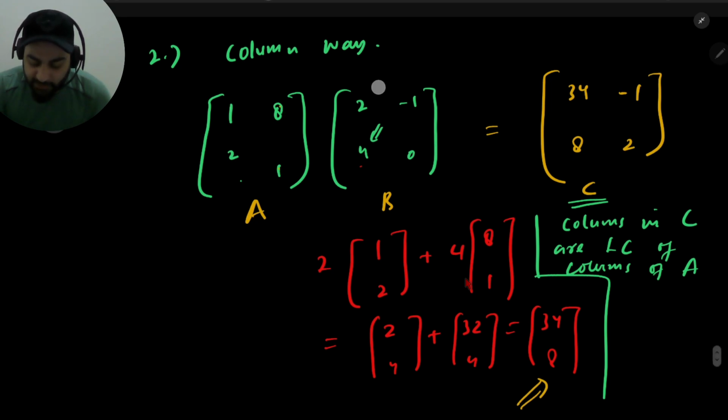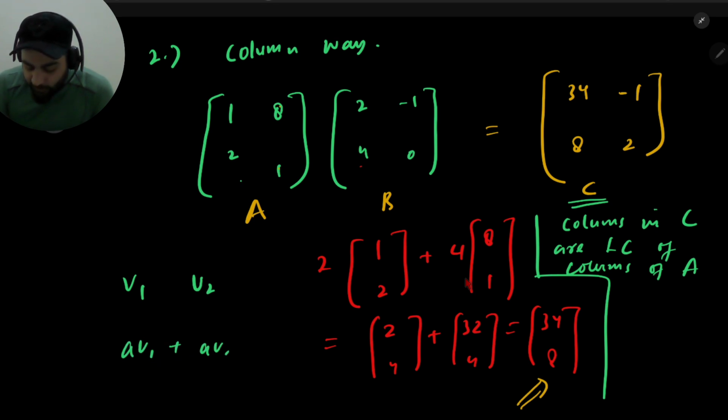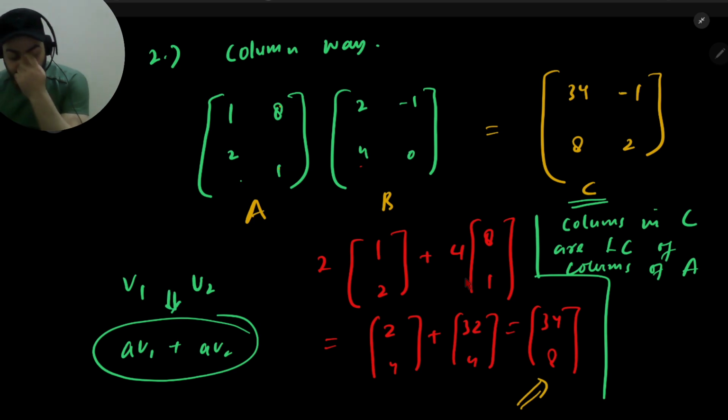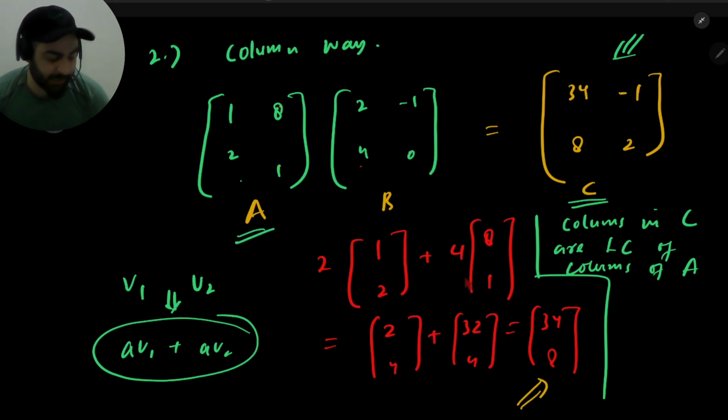A linear combination is, if you have a vector v1 and a vector v2, let's suppose a v1 plus b v2. This basically is a linear combination of these two vectors. So here, do you agree that I can call the columns in C the linear combination of columns of matrix A? Can I say this? I want a verbal response.